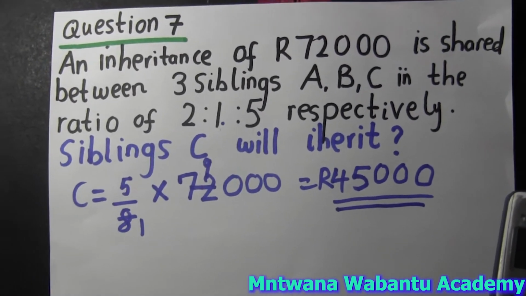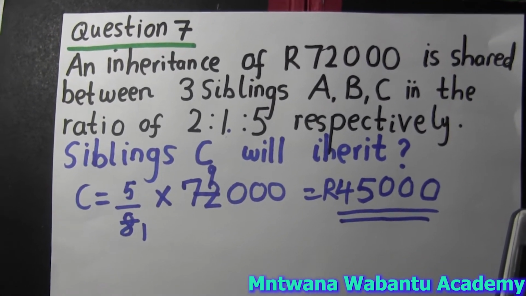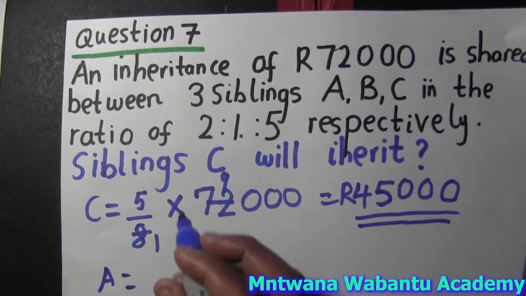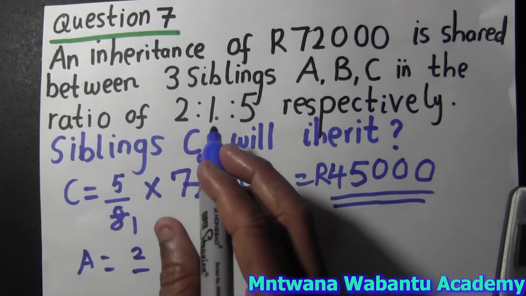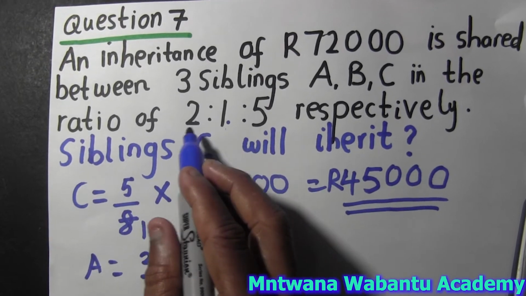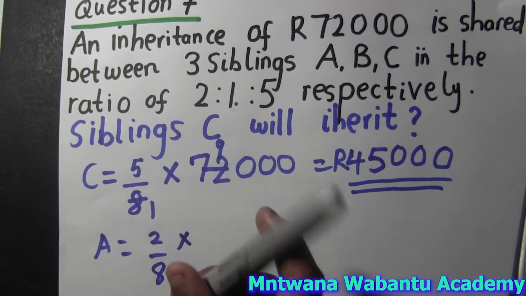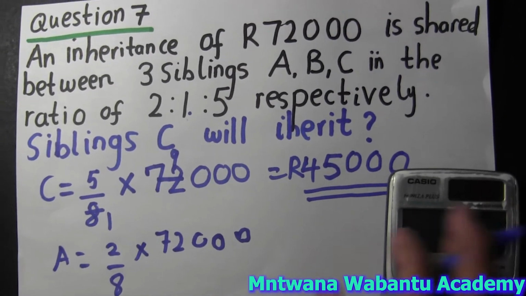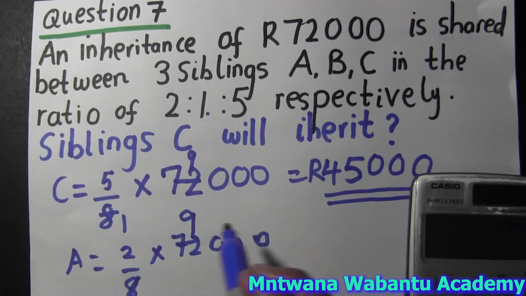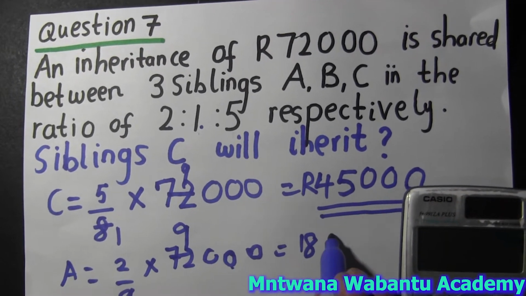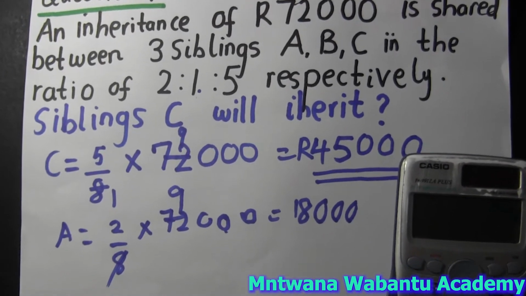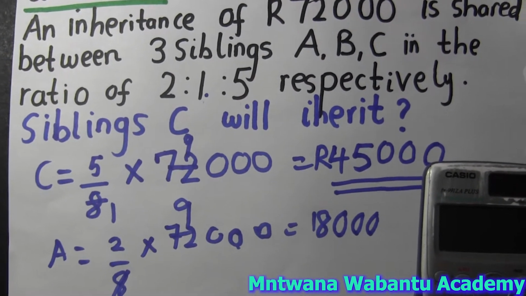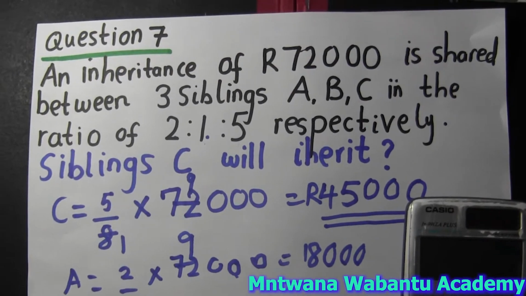Sometimes, let's say they ask how much sibling A is going to inherit. For sibling A, it's not part of the question, but I'm just showing you. So A equals, what is A? A equals 2, so 2 over the total. The total equals 8, because 2 plus 1 equals 3, 3 plus 5 equals 8, and then we multiply by the total, which is 720 000. So 8 into 72 we get 9. 2 times 9 equals 18. How many zeros? 1, 2, 3. So sibling A, if they had split in that ratio, was going to get 18 000. But that's not part of the equation, okay? So we're done for the equation.